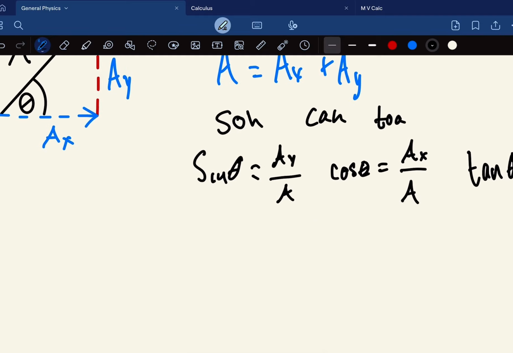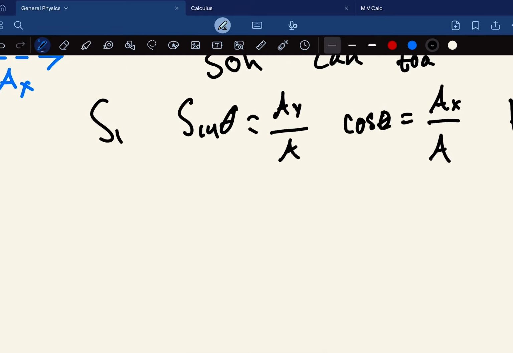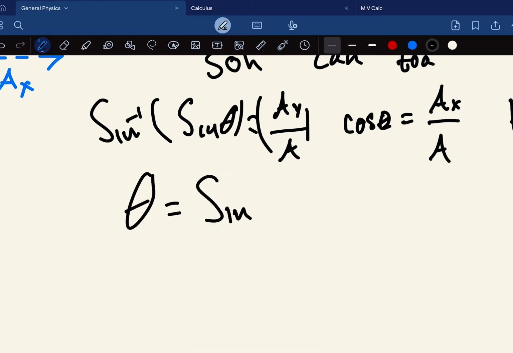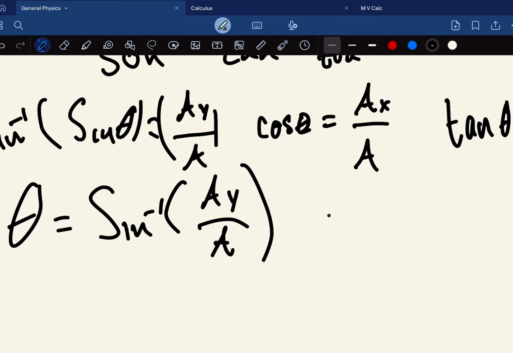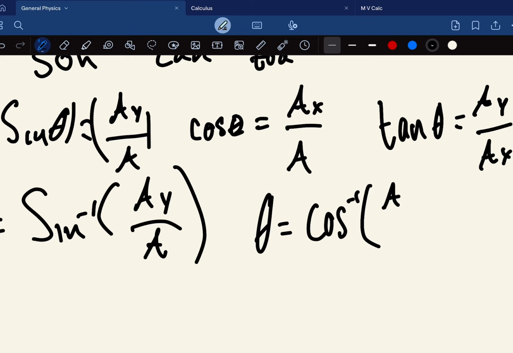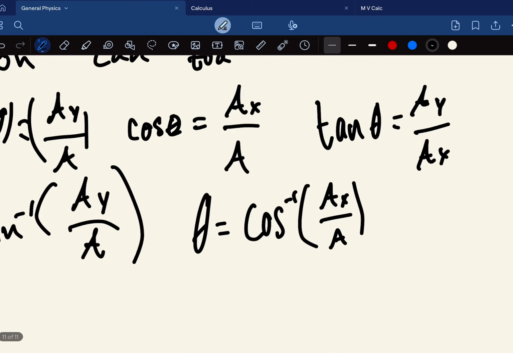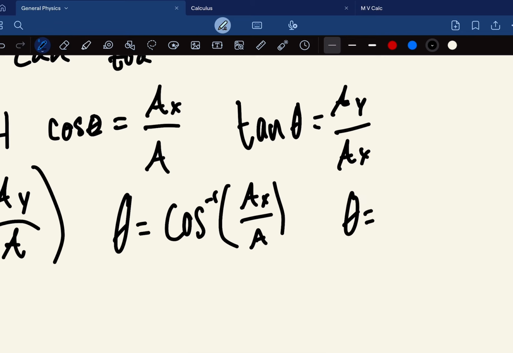Now, we also know, by taking the inverse sine of both sides, and imagine doing that to this side too, that the angle is equal to the sine inverse, or the inverse sine, of the opposite side over the hypotenuse. And that is the same for all these. The angle is equal to the cosine inverse of ax over a. And the angle is equal to the tan inverse of ay over ax.